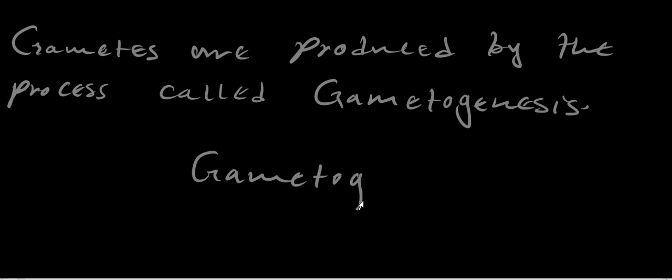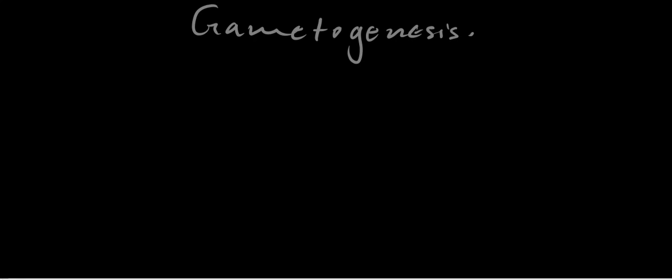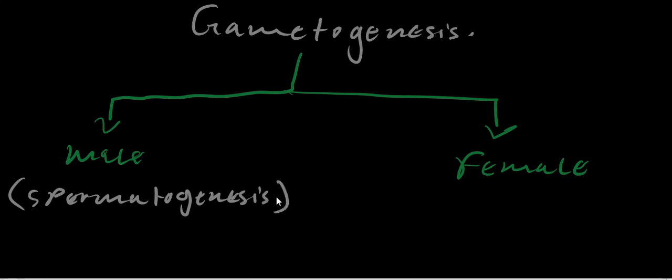So I have just mentioned gametogenesis. Now, ladies and gentlemen, this process is taking place in male and female. Therefore, it has to have specific names. So where is it taking place? It is taking place in both male and female. Now, in the male, it is known as spermatogenesis. I'm sure that's very easy for everyone to remember. So in the male, it is known as what? Spermatogenesis. And then in the female, it is known as what? Oogenesis.